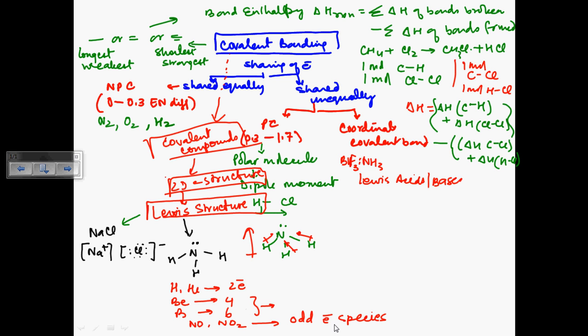Now, what's special about odd electron species is these are highly reactive. If there's a NO2, it will seek another NO2 out and form N2O4, which is very stable. So NO2 is very unstable, N2O4 is very stable because that single electron has now paired up in N2O4. This process is called dimerization.